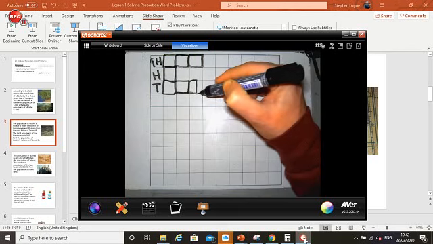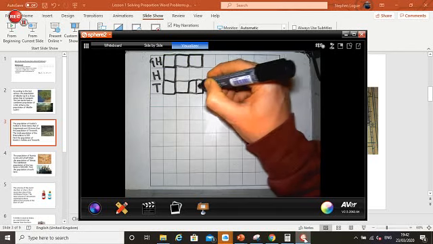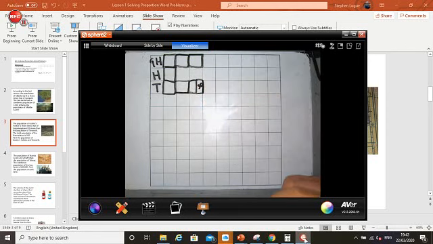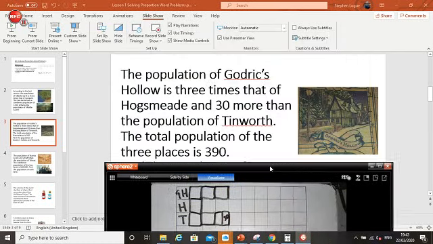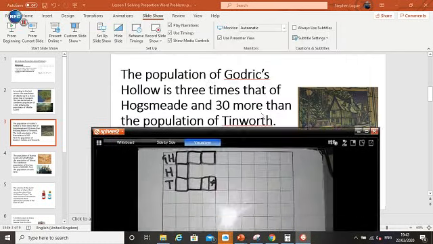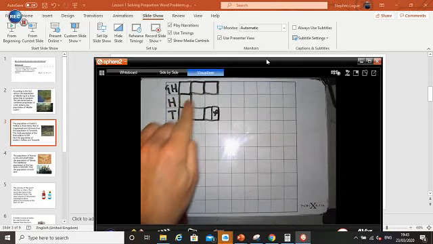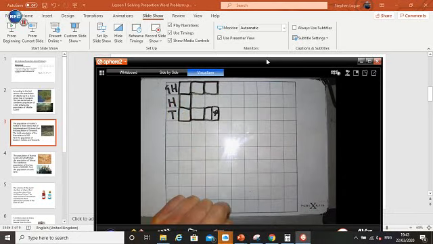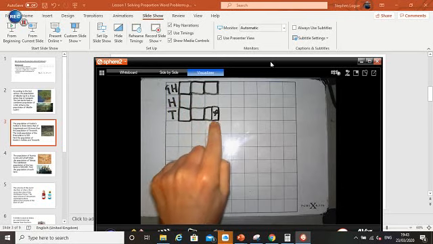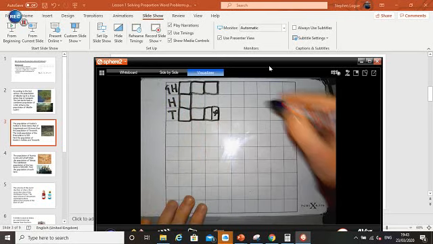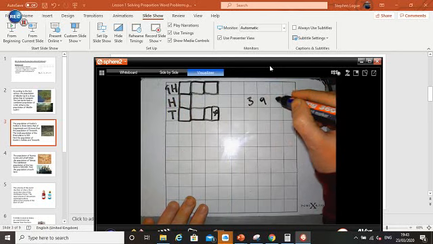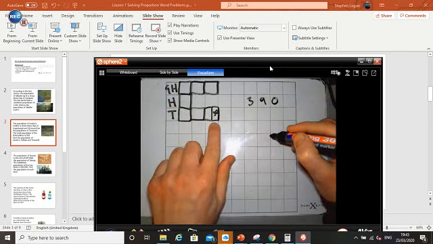Nine plus 3, 12. 1 plus 3, 4. 420. Now this makes a whole part. 1 part, 2 part, 3 part, 4 part, 5 part, 6 part, 7 parts. 420 divided by 7.